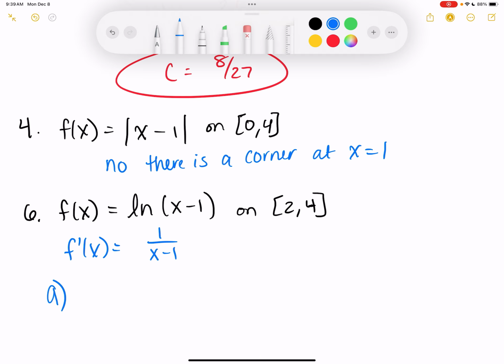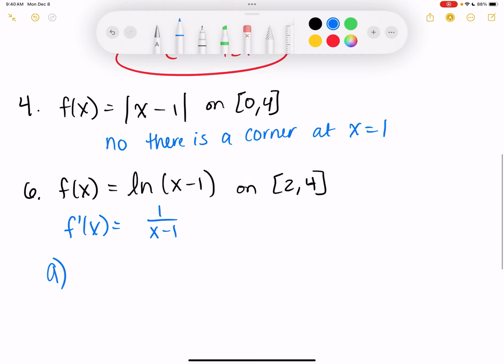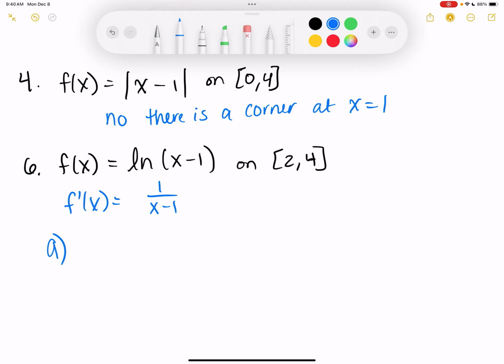So we're going to swap x with c for our f prime of c. So we've got 1 over c minus 1 equals f of b minus f of a. So this is going to be the ln of 4 minus 1, so the ln of 3, minus, plug in 2, the ln of 1, over 4 minus 2.